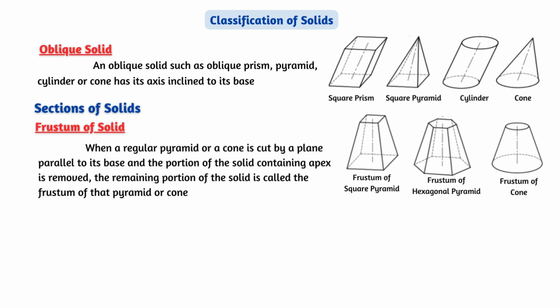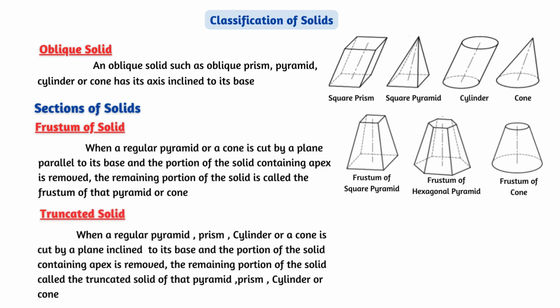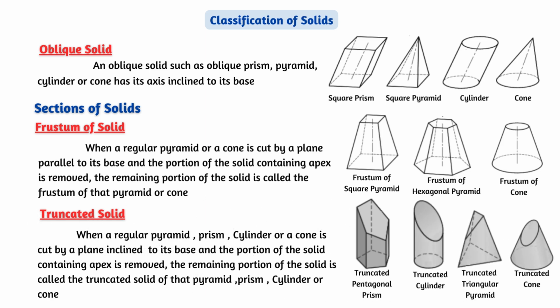For prism and cylinder, if we cut it parallel to its base, we will get the same solid with a reduction in its height. If we cut a solid by a cutting plane inclined to its base, the remaining portion is called a truncated portion of that particular solid. Here the pentagonal prism is cut by a plane inclined to its base, so it is called a truncated pentagonal prism. Similarly for the other solids also.